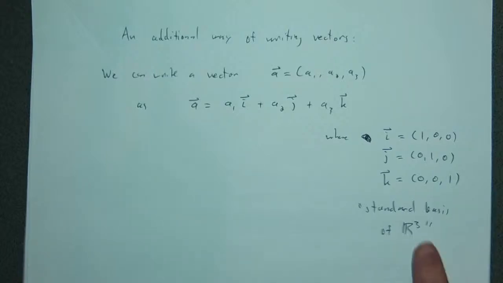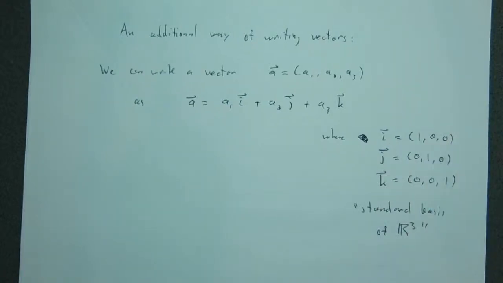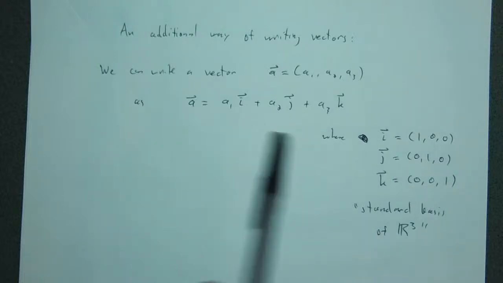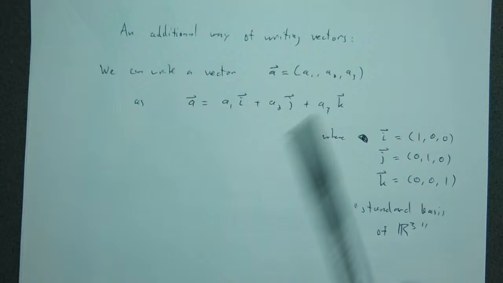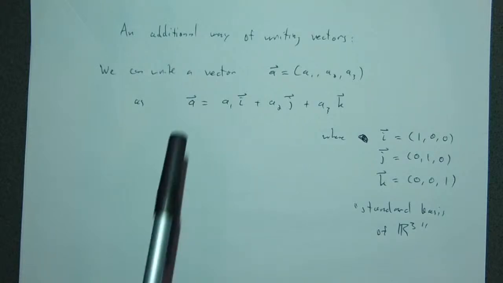Okay, and what that means is that this is basically three vectors that are the most convenient vectors that allow you to express any other vector as what's called a linear combination of those vectors. So this is a linear combination of the vectors i, j, and k. Now, why can I do this?